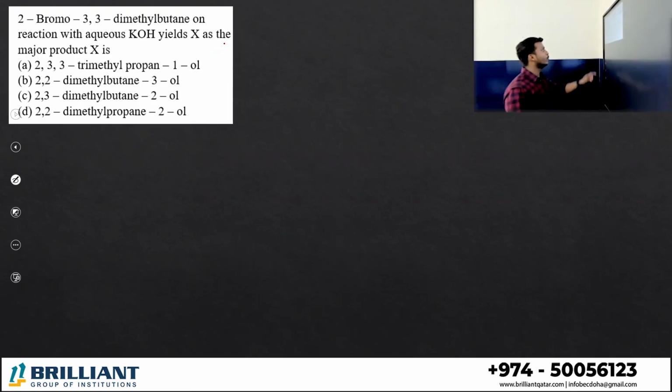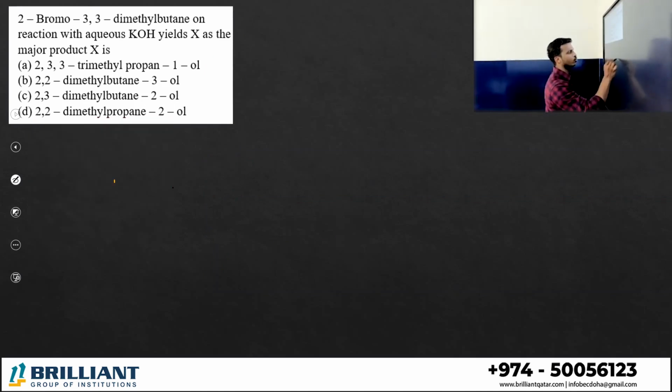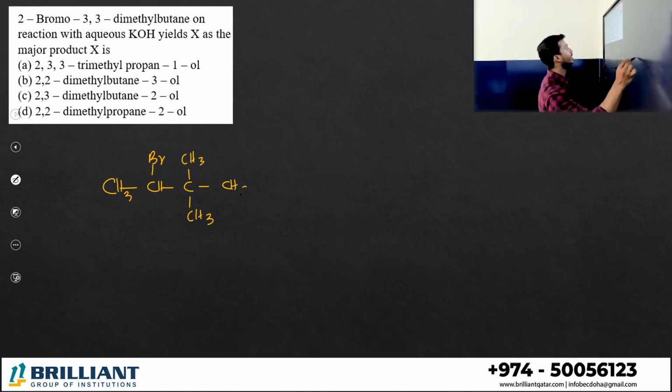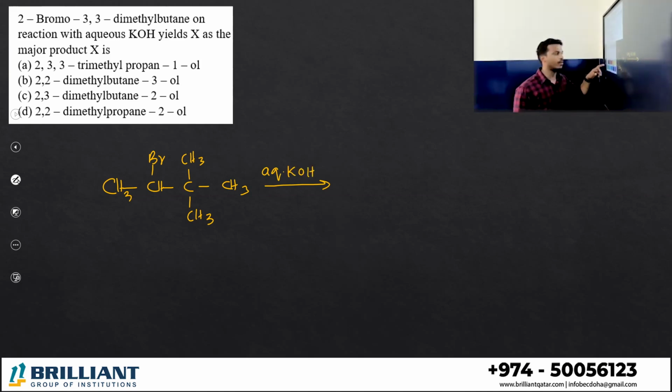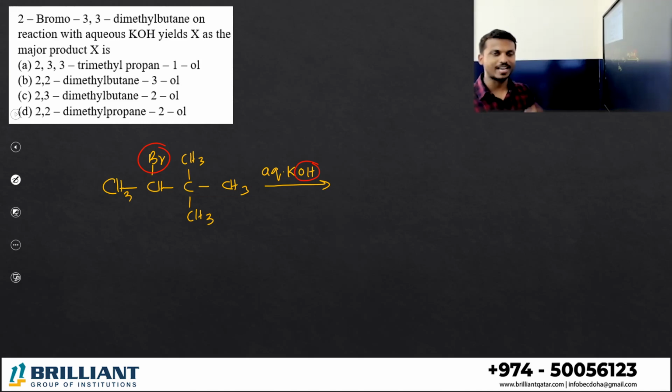Next one, dear all. 2-bromo-3,3-dimethyl-butane. What is the compound? Okay, this is the compound. It is reacting with which one? Aqueous KOH. Aqueous KOH means what? Nucleophilic substitution, right? Bromine eliminated, OH substituted. But here there is a very important thing. There is a chance to make a mistake. If you simply substitute OH for Br, it will be wrong.